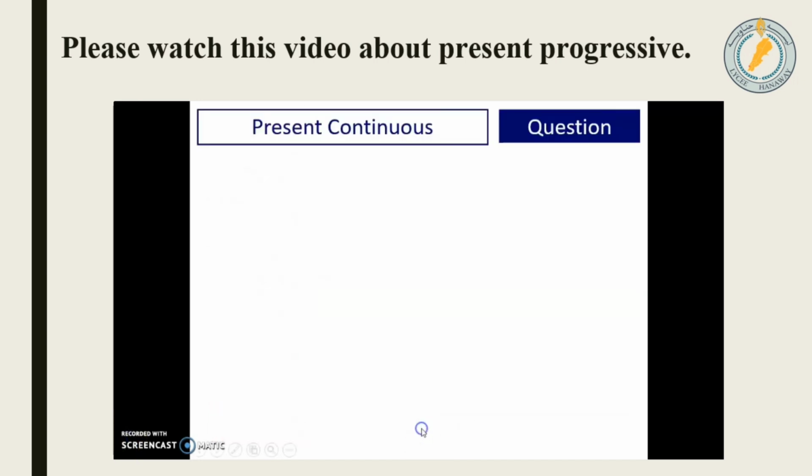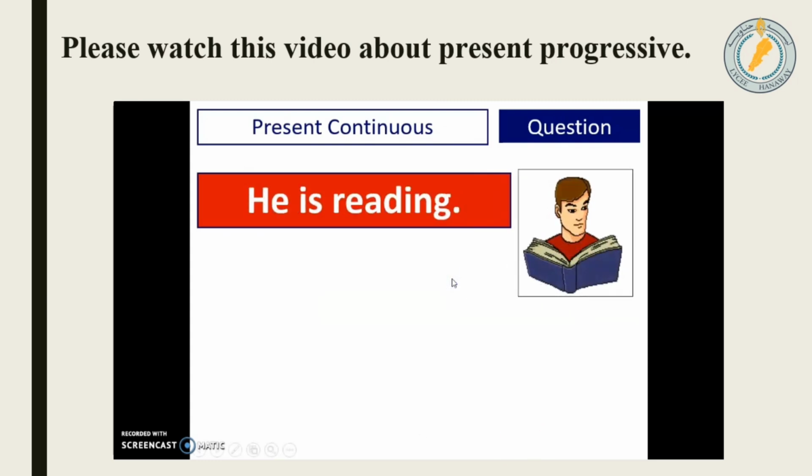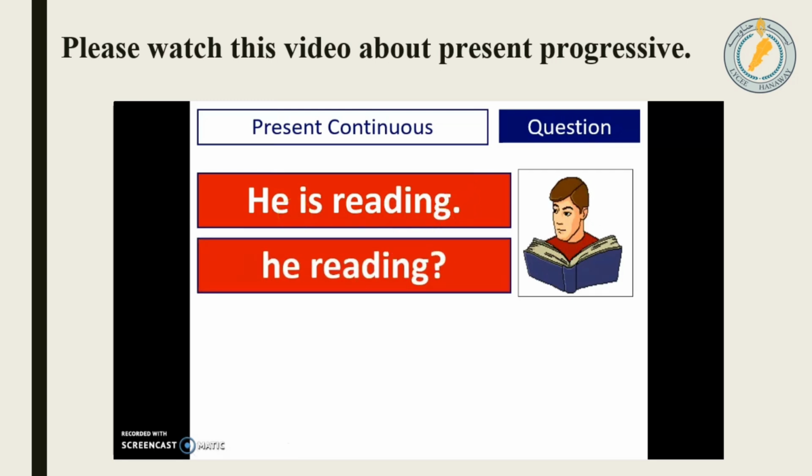Now let's see the question form of the present continuous tense. I want you to look at this picture. What is this man doing? He is reading. So let's make this sentence in the question form. Can I say, he reading? Question mark? Of course not. Something is missing over here. What is that?